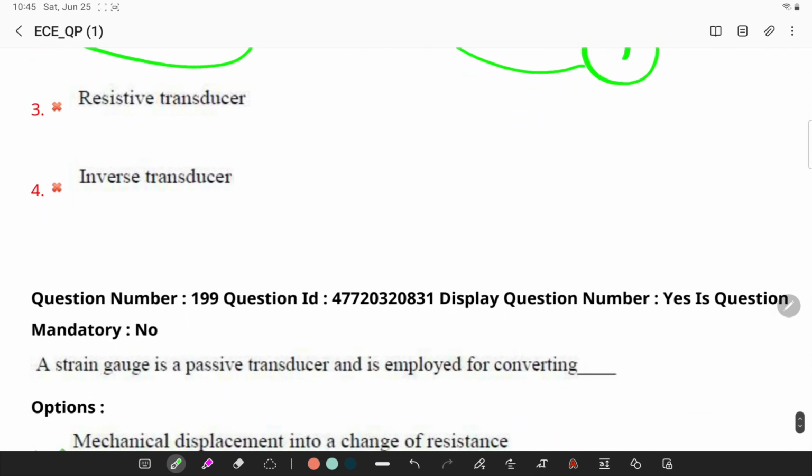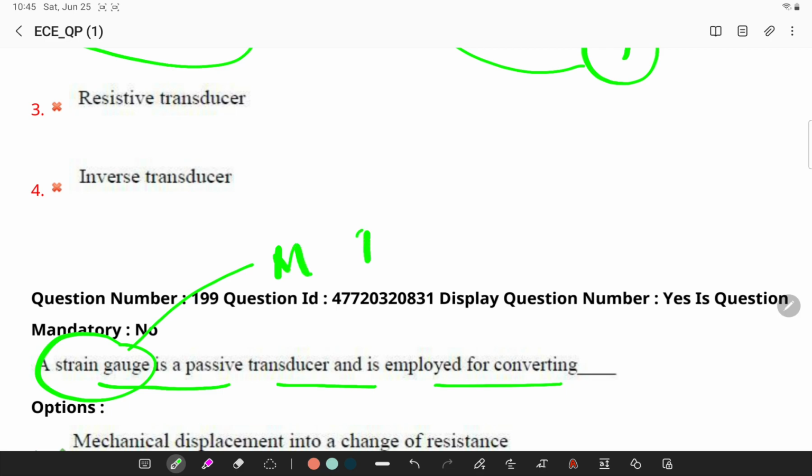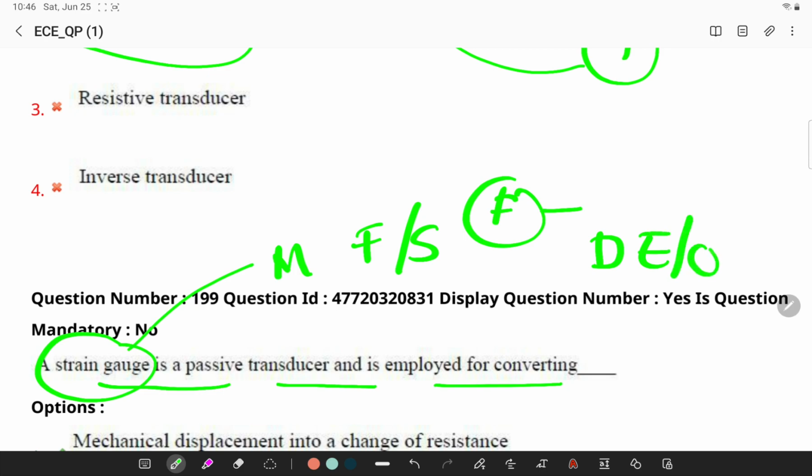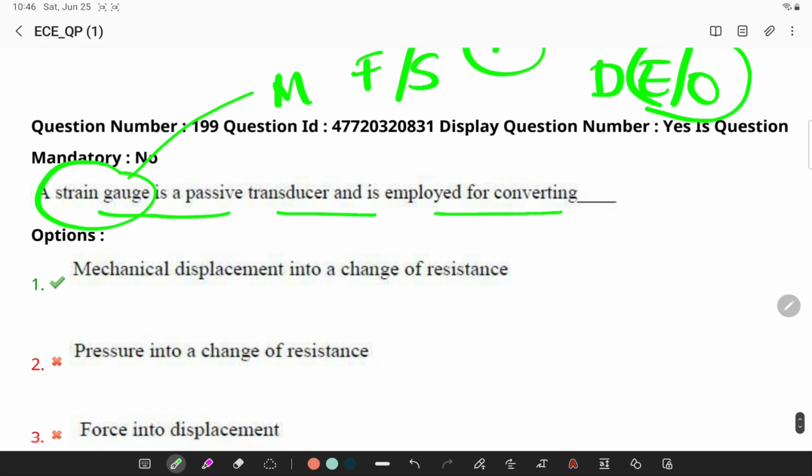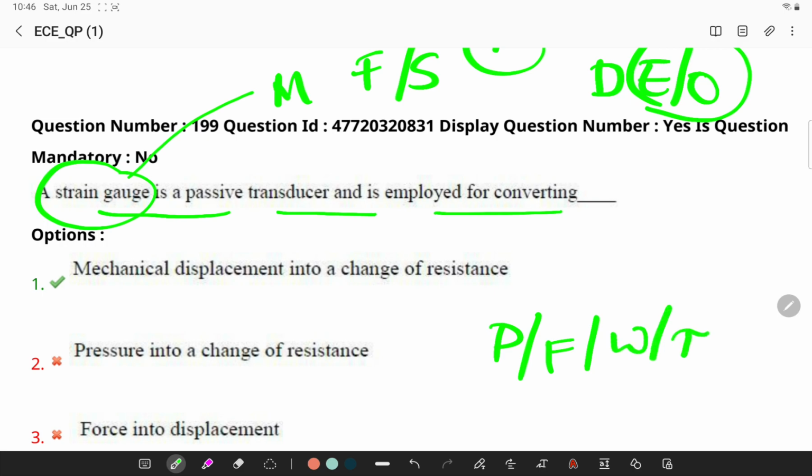Next, a strain gauge is a passive transducer and is employed for converting. A strain gauge basically is used to measure force or strain, and the resistance of a strain gauge changes when force is applied, and this change will give a different electrical output. So strain gauges are used in this method to measure pressure, force, weight and tension.